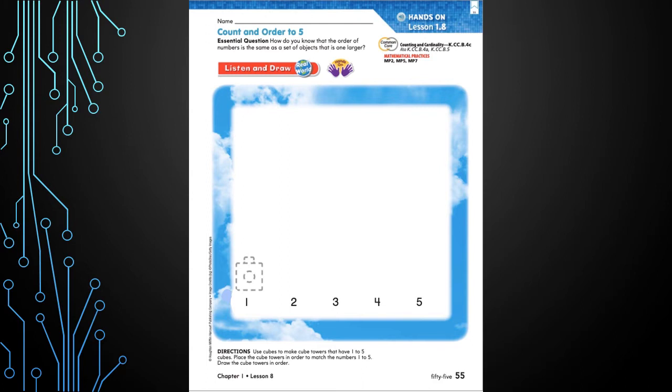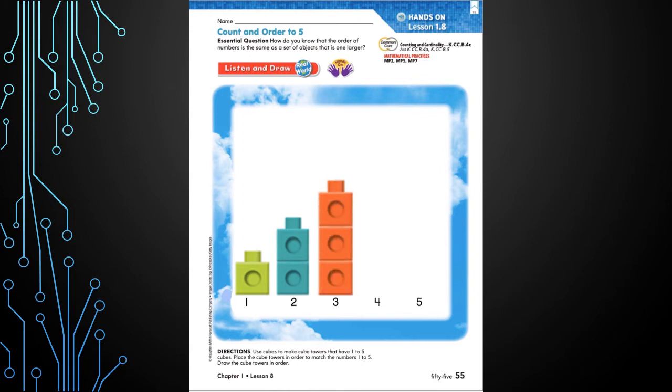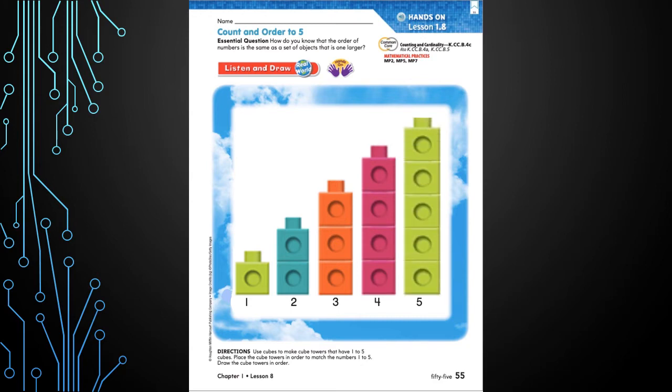Now, look at this page. We have numbers 1, 2, 3, 4, 5 written below on this page. Now we can also see there is one cube here. Let us put one cube to show number 1. Let us put two cubes to show number 2. 3 cubes to show number 3. 4 cubes to show number 4. And 5 cubes to show number 5.